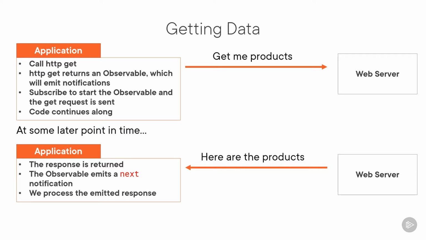We can then process the emitted response. Note that when using HTTP GET, the observable emits the entire response as one emitted item. So if we ask for products, the HTTP response includes the products, and the observable emits a single next notification with an array of those products.